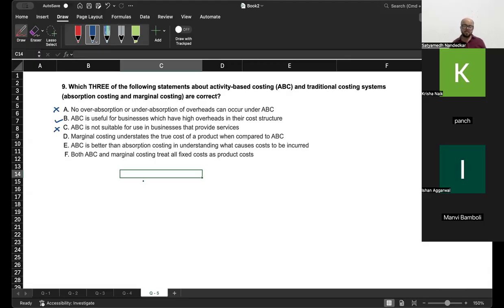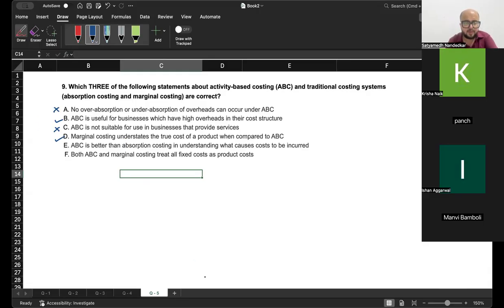Marginal costing understates the true cost of a product when compared to ABC. If you remember, in marginal costing, only variable costs are considered in product cost, and the fixed costs are sent directly to P&L. So fixed cost is never included in product cost when it comes to marginal costing. When it comes to absorption costing, and activity-based costing is a subset of absorption costing, the fixed overhead costs are also included in the cost of that particular inventory item. So statement D is right. Marginal costing, because it does not include fixed overheads, will understate the true cost of the product.